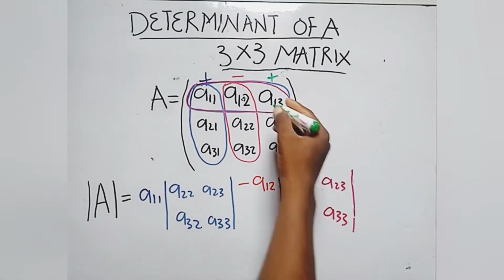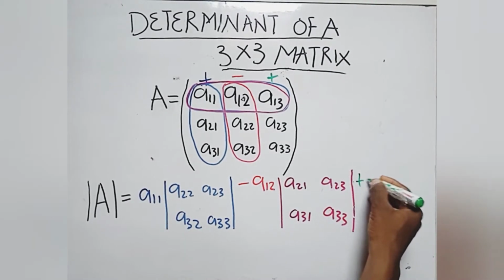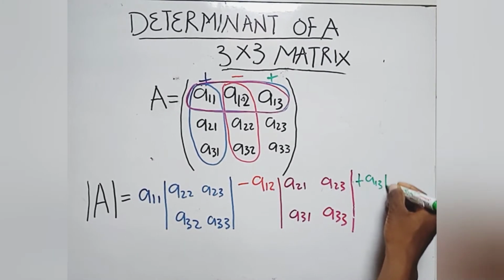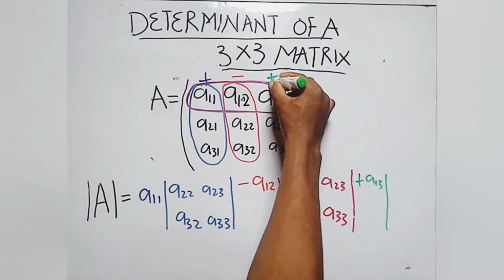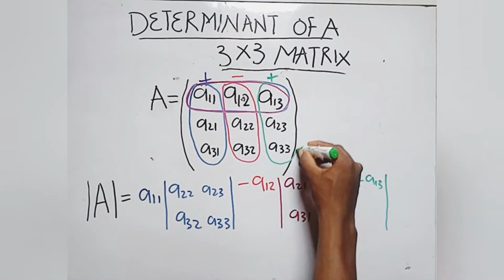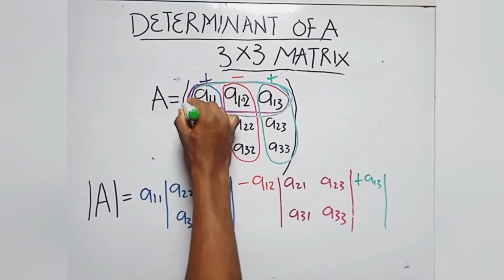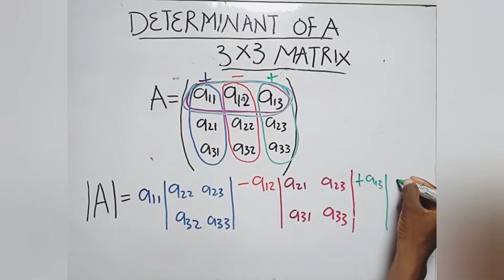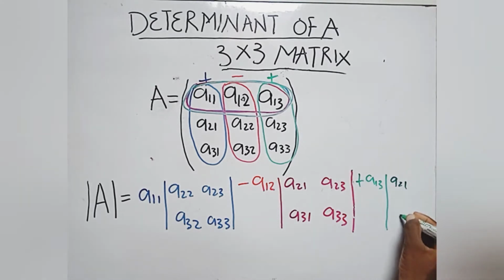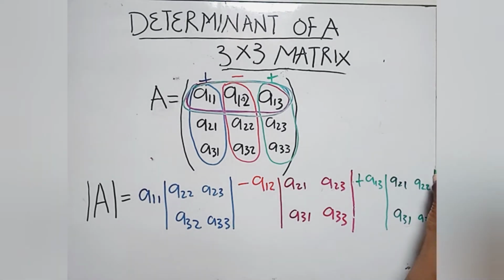For the last element, plus A13, cross out its column and its row. So the uncrossed elements are A21, A31, A22, A32. Now we look for the determinants of these 2 by 2 matrices.